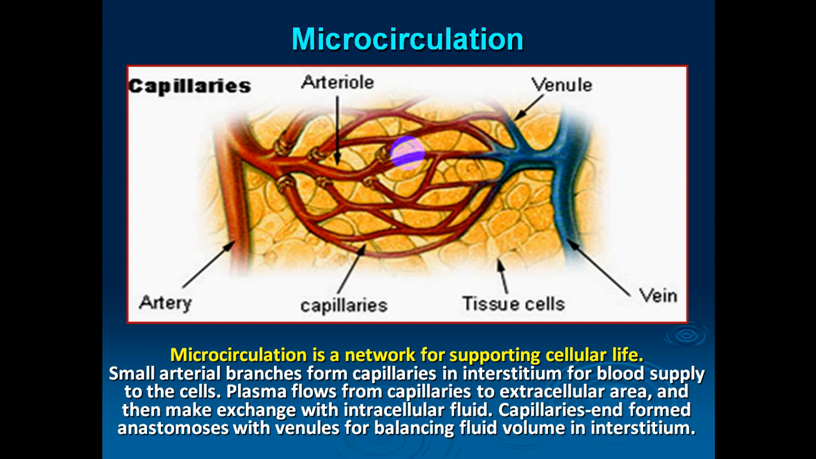This microcirculation is important for supporting cellular life, because in this microcirculation, the main process of fluid exchange happens. In this microcirculation, very small branches of artery, we call them capillaries, have a complicated network with small branches of veins. We call them venules.